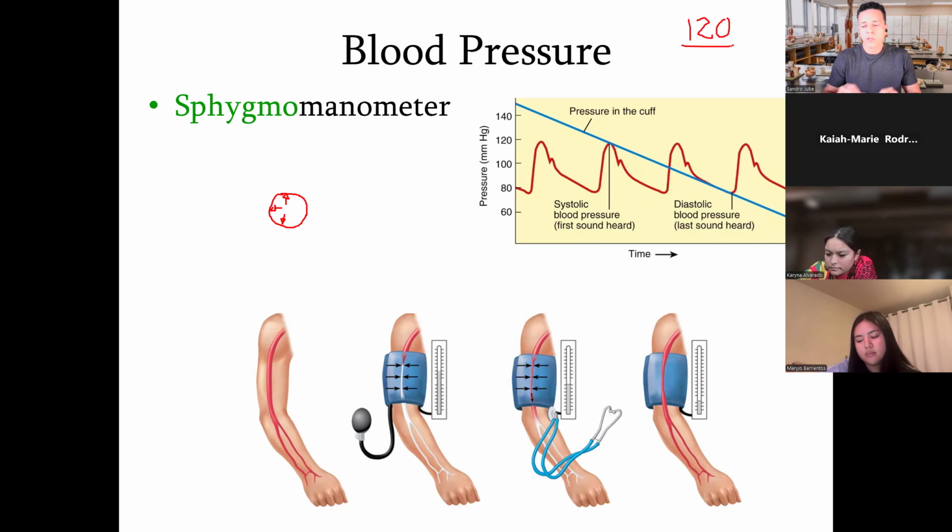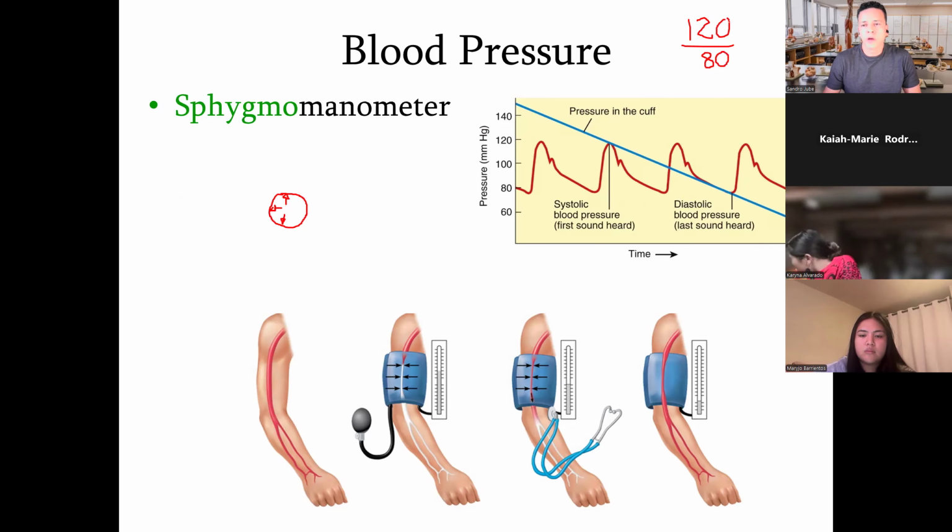Now, when the heart relaxes and the ventricle refills with blood, there will be less blood in the arteries because the blood is going inside of the heart. So if you have less blood in the artery, you're going to have a lower pressure. And this is what we call the diastolic blood pressure. And a normal diastolic blood pressure is 80 millimeters of mercury.